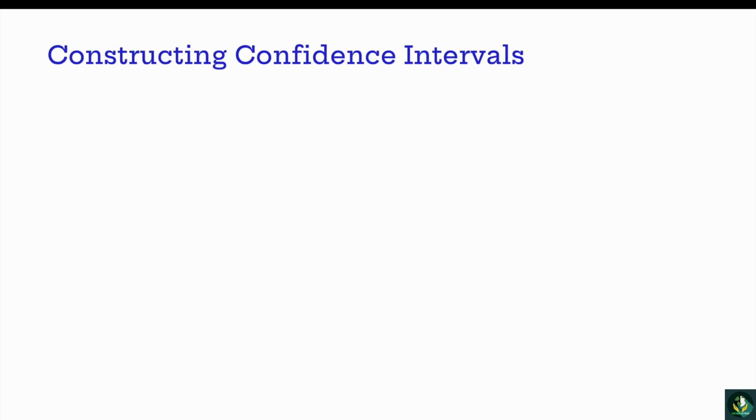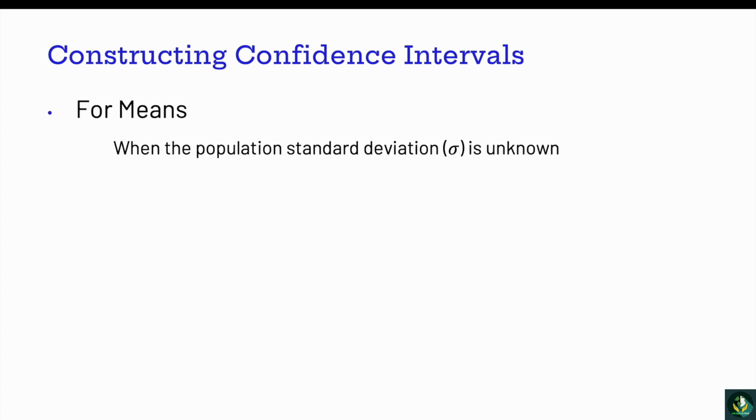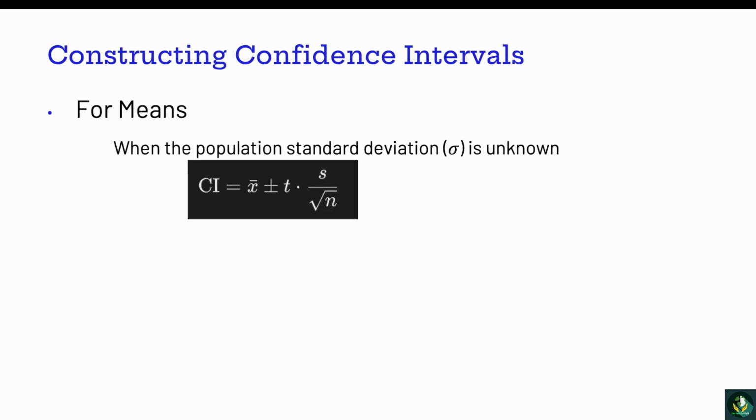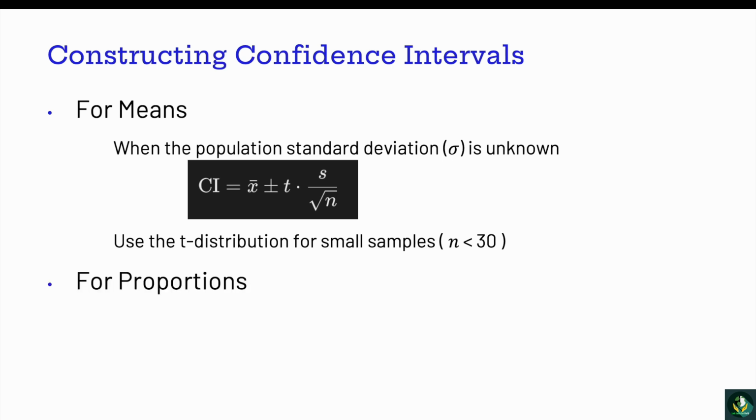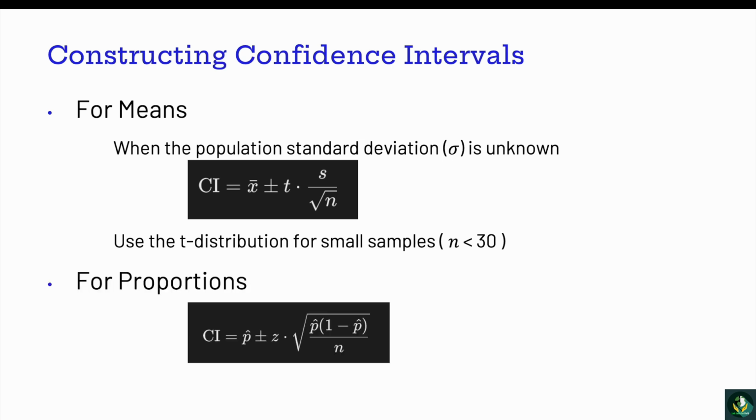Let's dive into constructing confidence intervals. For means, when the population standard deviation sigma is unknown, CI is x̄ ± t × s/√n. Use the t distribution for small samples where n is less than 30. For proportions, CI = p̂ ± z × √(p̂(1 − p̂)/n), where p̂ is the sample proportion.